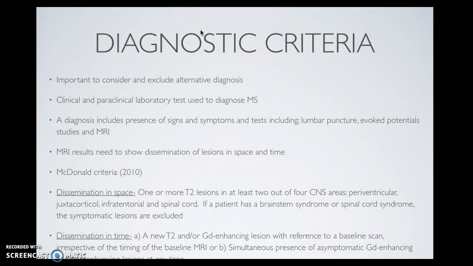With dissemination of time, it can be established in one of 2 ways: a new T2 or GD, GD meaning gadolinium enhancing lesion, compared to a previous scan. Secondly, the presence of an asymptomatic lesion and a non-enhancing T2 bright lesion on any one scan must be found.